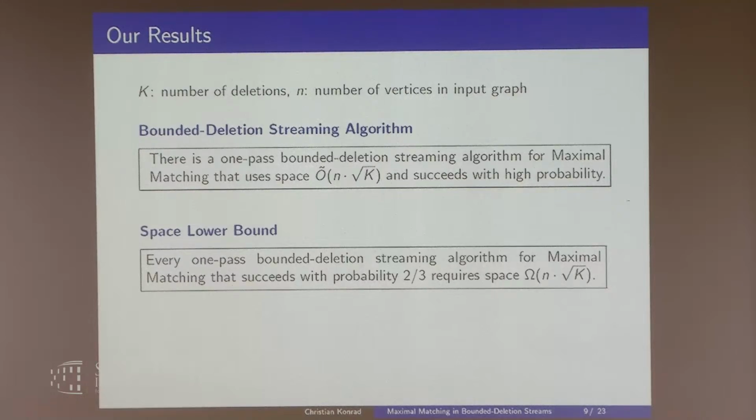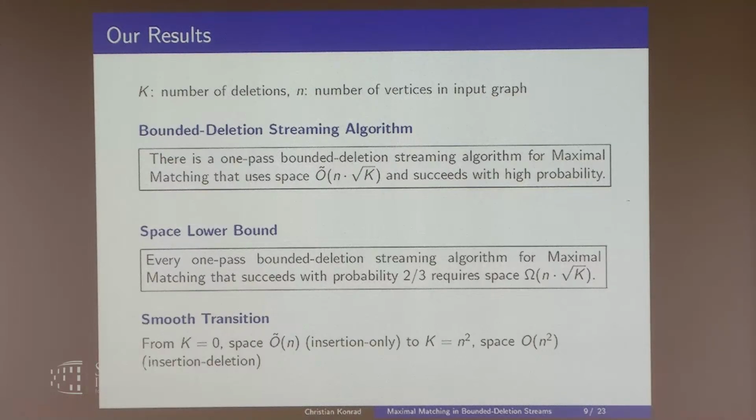So this means what we have is basically a smooth trade-off. It does go nicely from, if k is constant or small, then we have space O tilde n, like in the insertion-only model. And if k is n squared, then we exactly end up at the insertion-deletion setting. So there's a smooth trade-off.